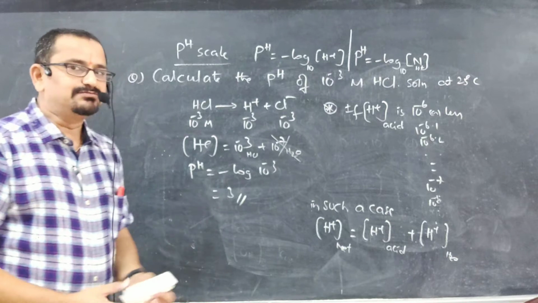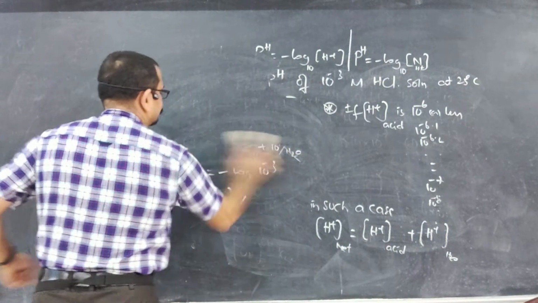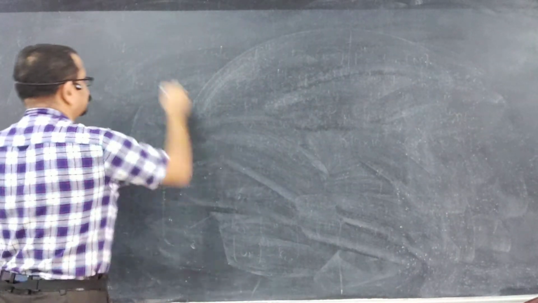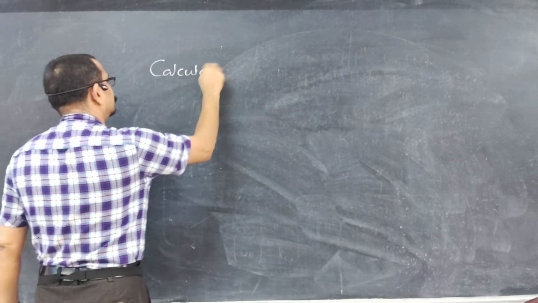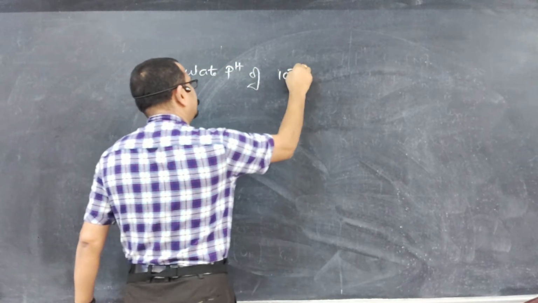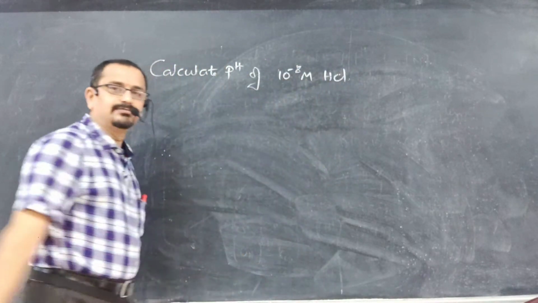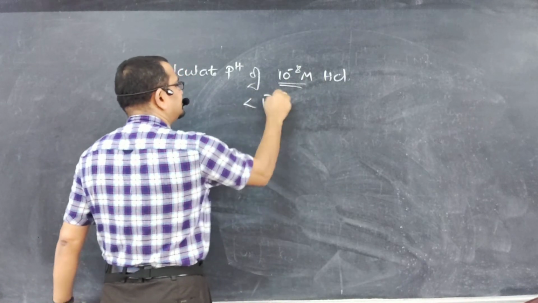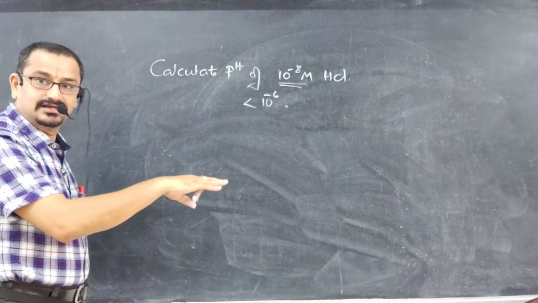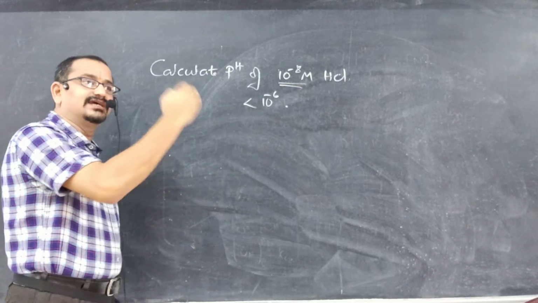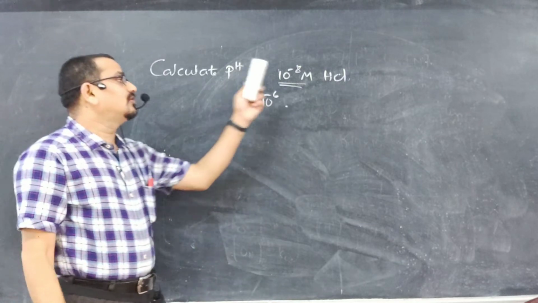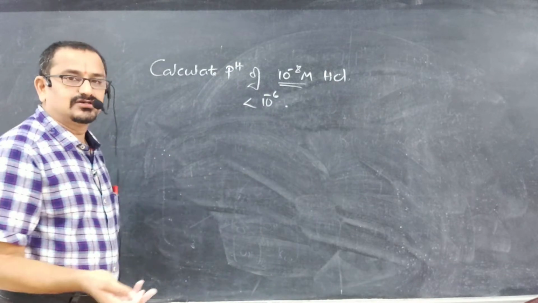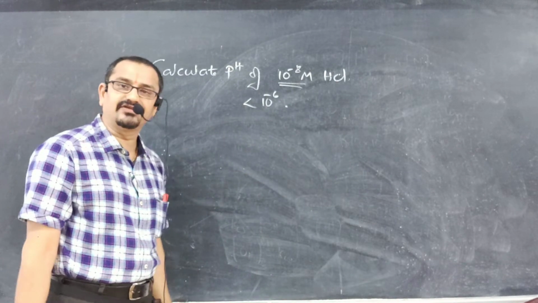Let us solve one simple question based on this. See, for example, we are given a question. Calculate pH of 10 power minus 8 molar HCl. So here H plus ion concentration is less than 10 power minus 6, right? What I said earlier, if H plus ion concentration is 10 power minus 6 or less, in such a case, along with the H plus ions coming from acid, we also have to consider H plus ions coming from water.